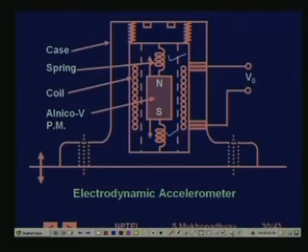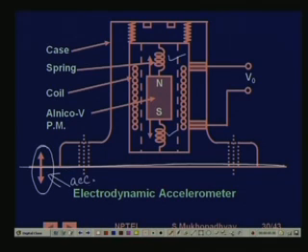Now this accelerometer is actually put on the surface. You are interested in actually measuring the acceleration of this surface. So you can understand that if this is floating in maybe oil using these two springs, sitting on this surface, and if this surface is accelerating, then this mass, which is sometimes called the proof mass, is also going to vibrate.